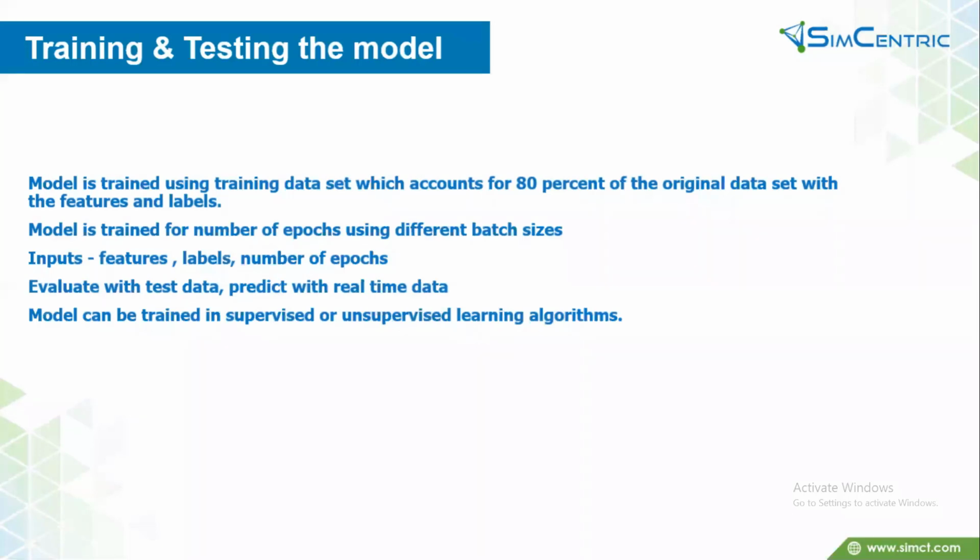Then after evaluating the model, we can get some idea of how this model performs on unseen data, the data which it has not seen. And after evaluating the model, if the model has come up with a reasonable accuracy, you can use that model to predict for real-time data. Also, as we have discussed, in machine learning we have two learning algorithms, supervised and unsupervised learning. We can train a model by using any of these algorithms.